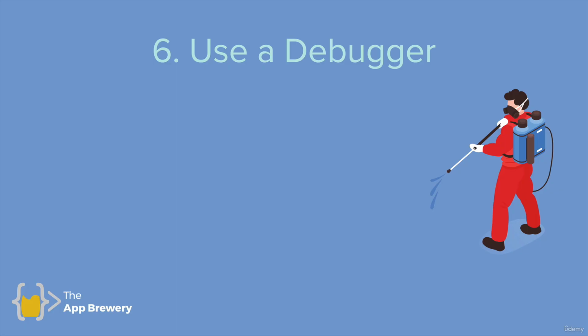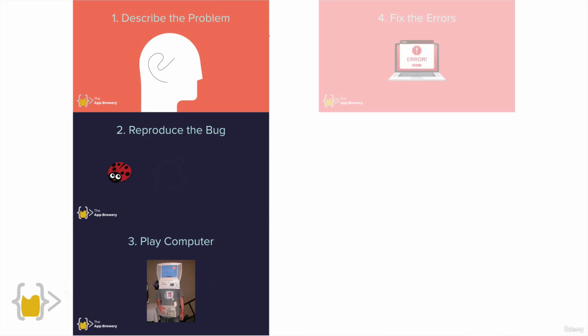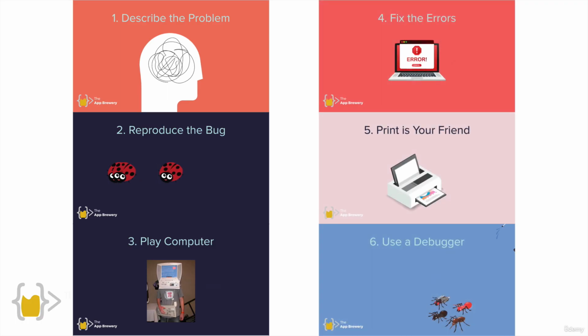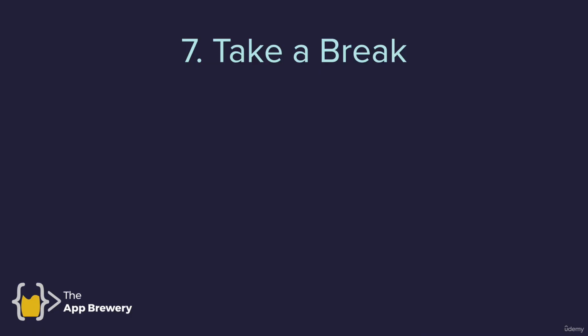And as we become even more experienced, we're going to be using the debugger more and more. Now, I've got some final tips for debugging, and these are not so much techniques, but really important tips from somebody who's done quite a lot of coding and created a massive amount of bugs in my lifetime. So tip number 7 is take a break.